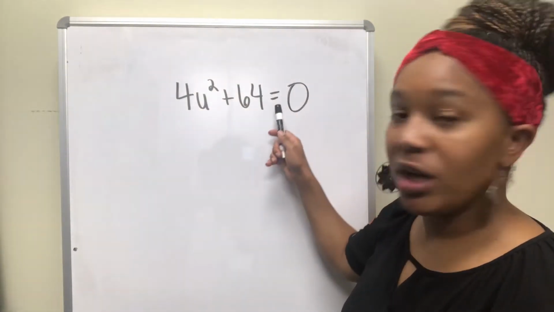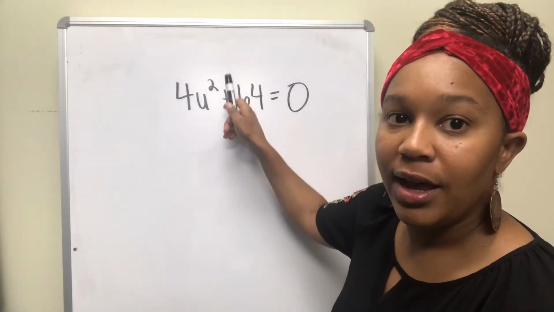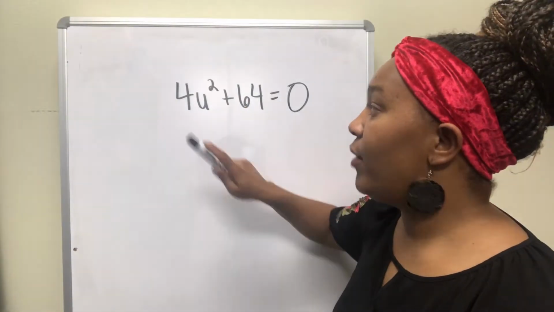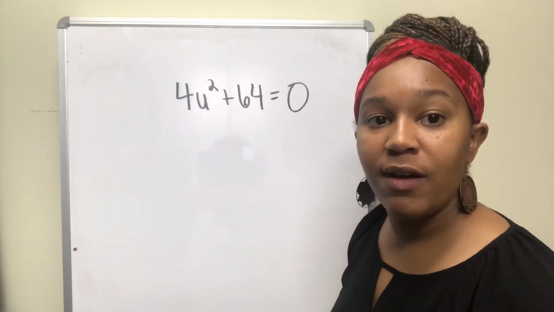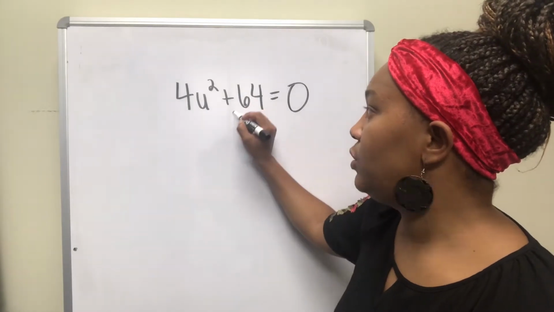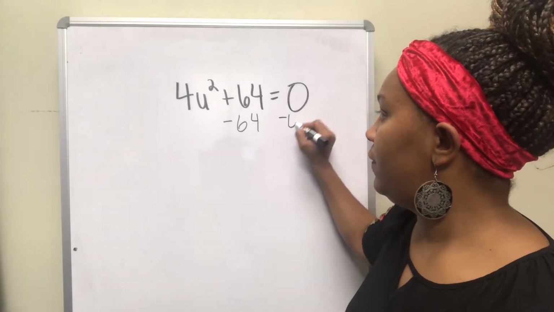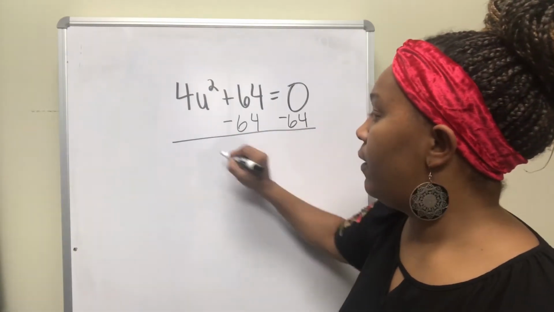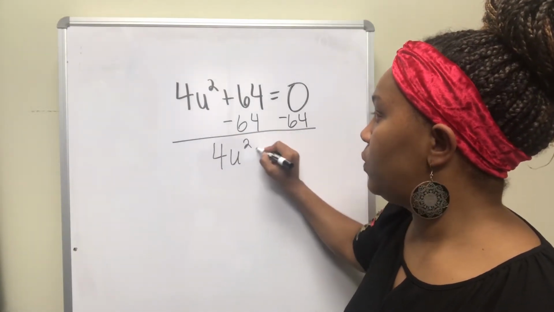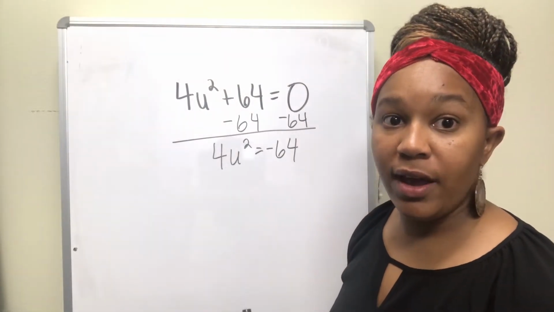Okay, so this is a quadratic equation. There's an equal sign. There's one variable. The highest exponent variable is 2. That variable is only present once, so you can solve this by using the square root property. So you want to isolate the variable u. So the first thing you have to do is get rid of the 64. So since that's a positive 64, you subtract 64 from both sides, and you get 4u squared equal to negative 64. Then you have to get rid of the 4.